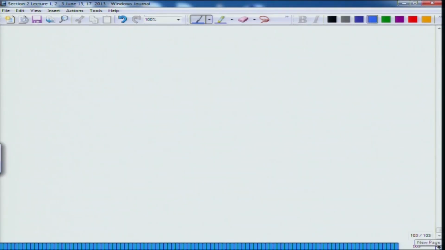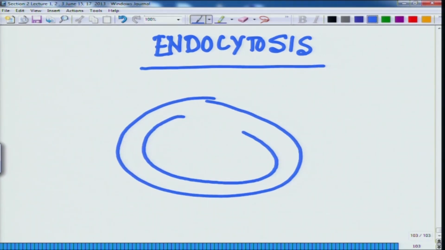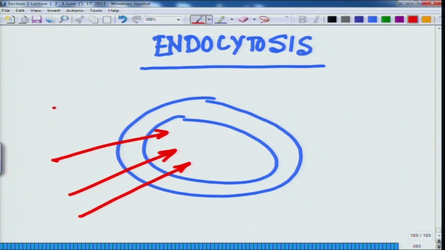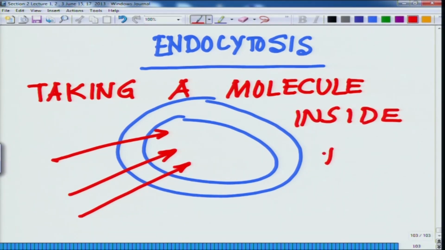Next is endocytosis, which is just the reverse of it. Endocytosis is of two kinds. So, first of all, what is endocytosis? If this is your cell and you are taking something inside the cell, taking a molecule inside the cell, that is what endocytosis means.